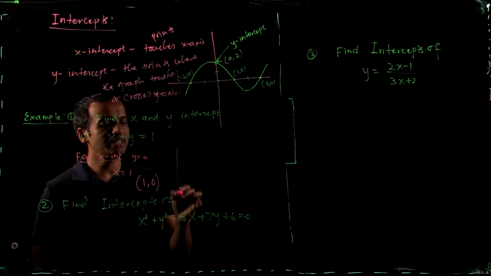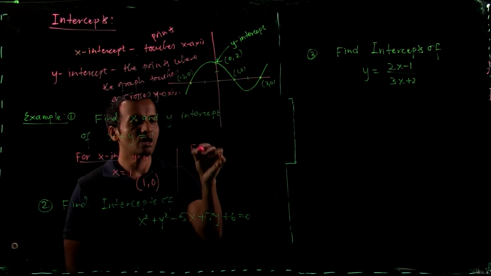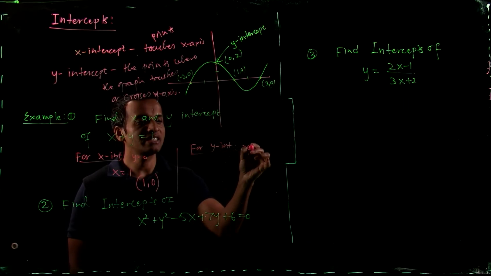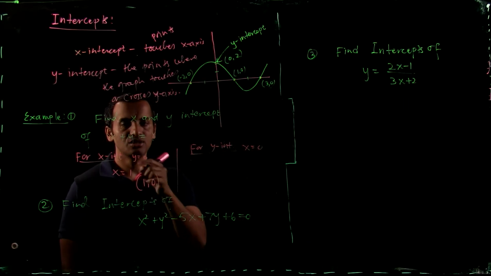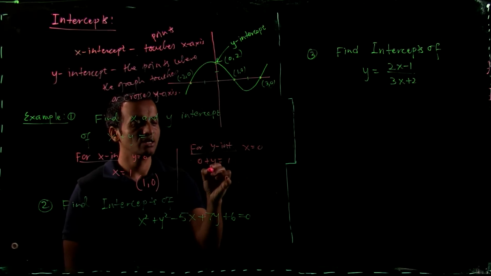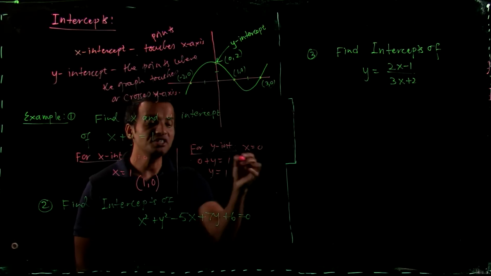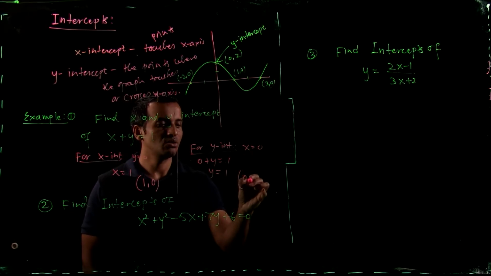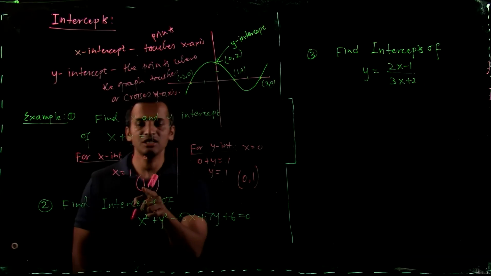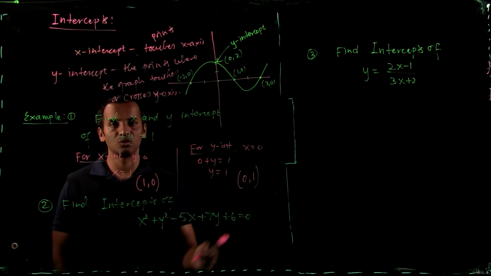To find the y-intercept, you plug in x equals 0 in the equation. Plugging in x equals 0, you get 0 plus y equals 1, so y is 1. So the point is (0, 1). X is 0, y is 1. So the x-intercept is (1, 0), and the y-intercept is (0, 1) in this equation.